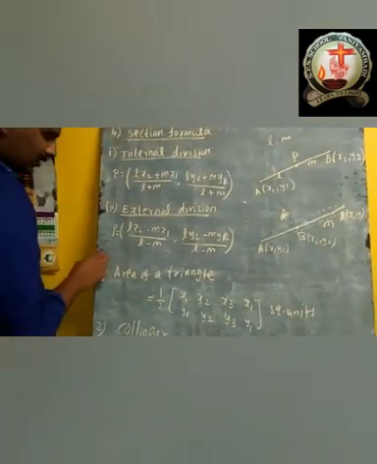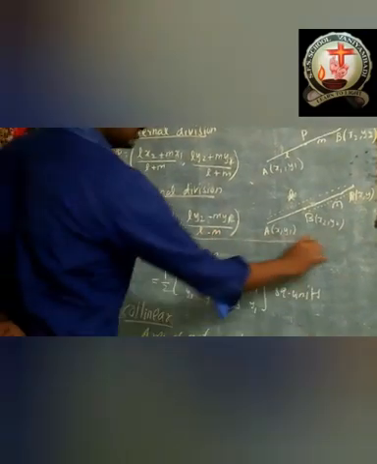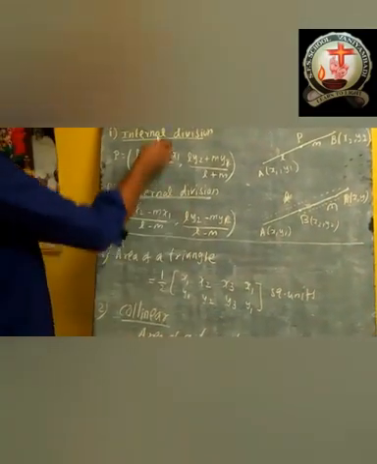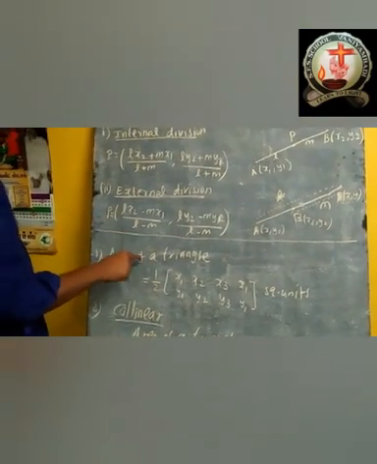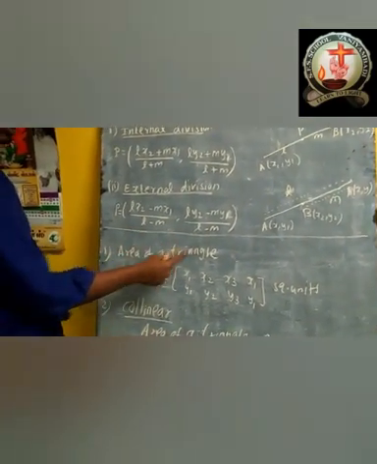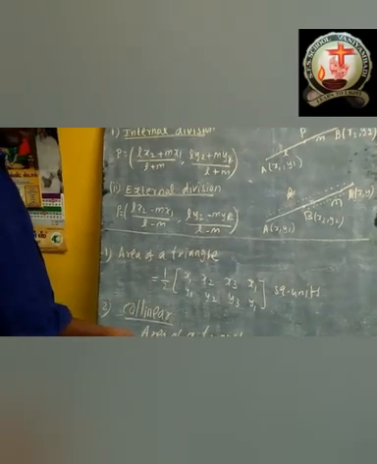Next one. From here up to this is just a recall of the 9th standard formulas. This is what we are going to study from the 10th standard coordinate geometry. In the first exercise we have only these three formulas.